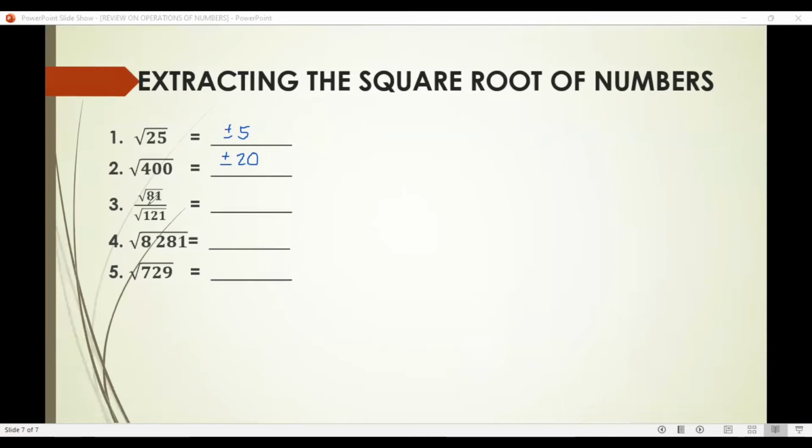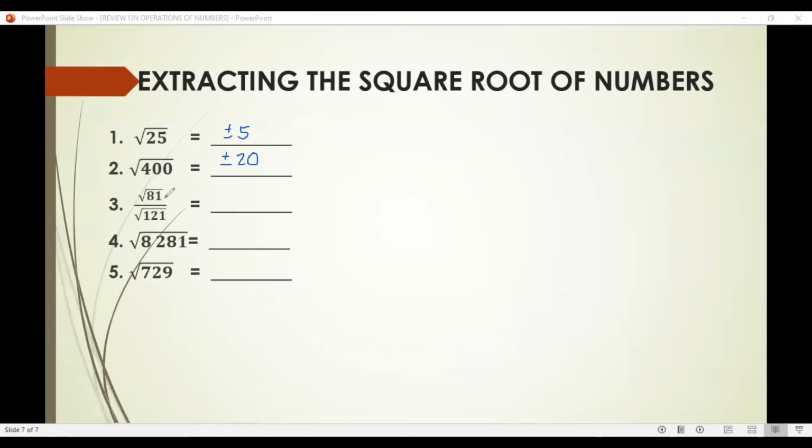Now, what if you have a fraction, like in our third example, that we have square root of 81 all over the square root of 121. So this is an example wherein we are expected to have also an answer which is in fraction. We can take the square root of the numerator first and then the denominator.